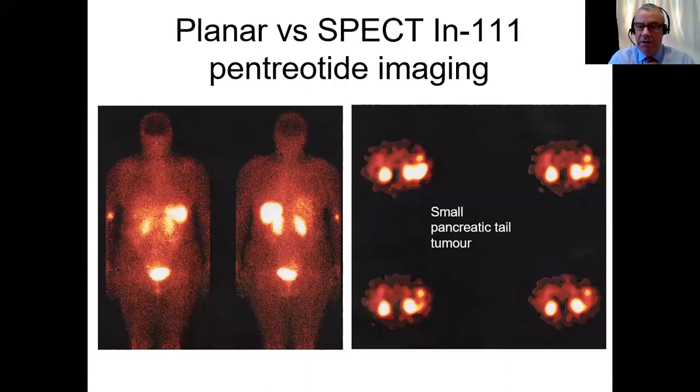I often show this example. This is a patient with a whole body scan following indium-111 pentetreotide, or octreotide, and all you can see is the normal distribution of kidneys, spleen, and bladder. However, when you do a SPECT study of the upper abdomen, you can also see that just in front of the spleen lies a small focus of uptake, which is a tumour in the tail of the pancreas.